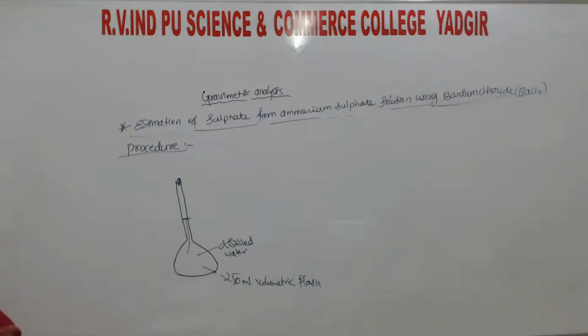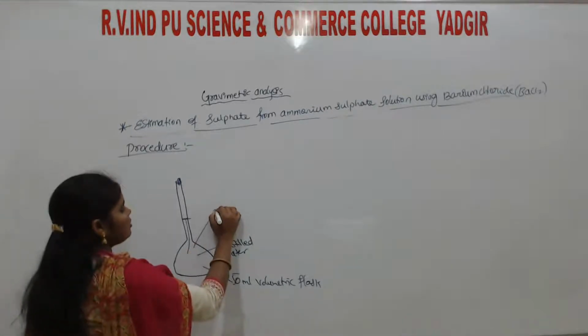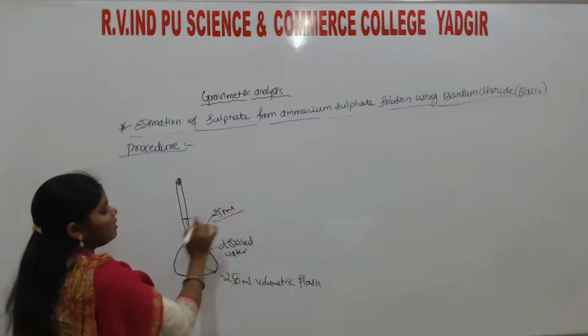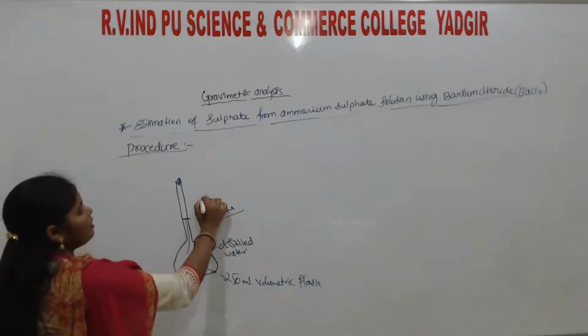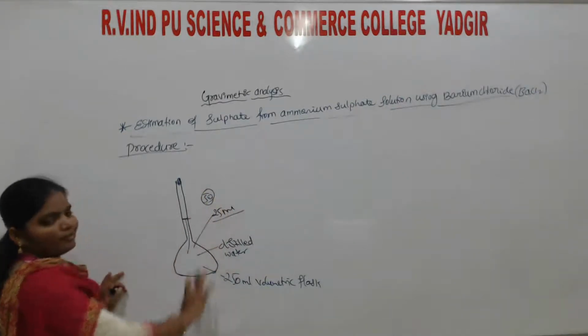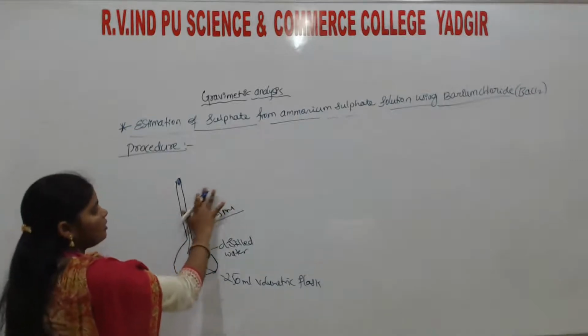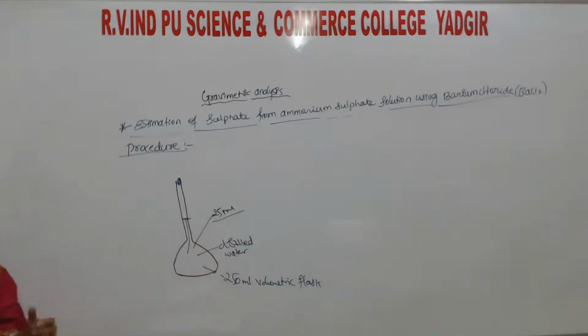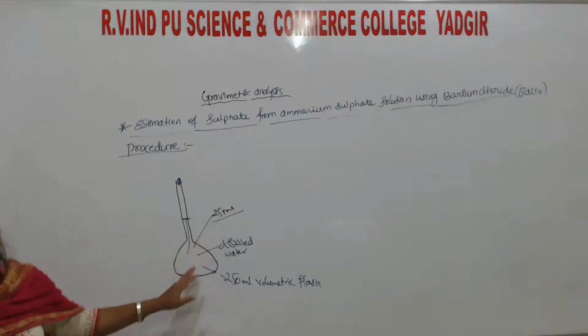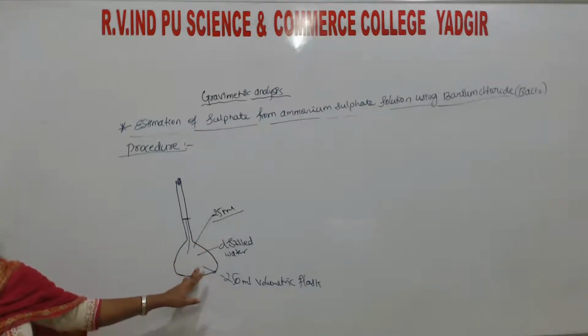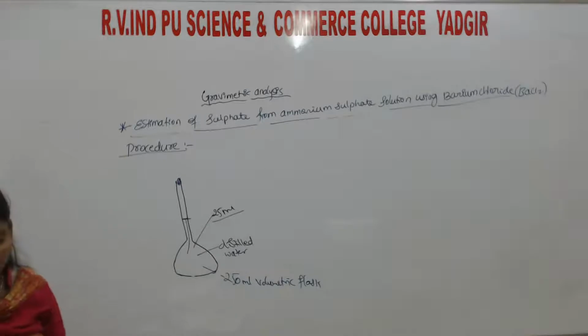25 ml of diluted ammonium sulfate solution. You take this diluted 25 ml. In the iron experiment you took 50 ml, but here you take 25 ml. This diluted solution, the ammonium sulfate solution, is pipetted out, 25 ml of it.